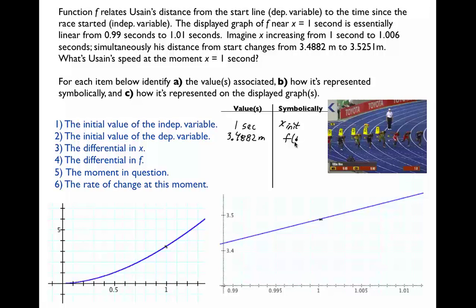f of 1. Which value of the dependent variable is it? It's the value of the dependent variable when the independent variable is 1, when the independent variable has a value of 1. Okay, the differential in x, the value. 0.06. Units on that? Seconds. Okay, symbolically.